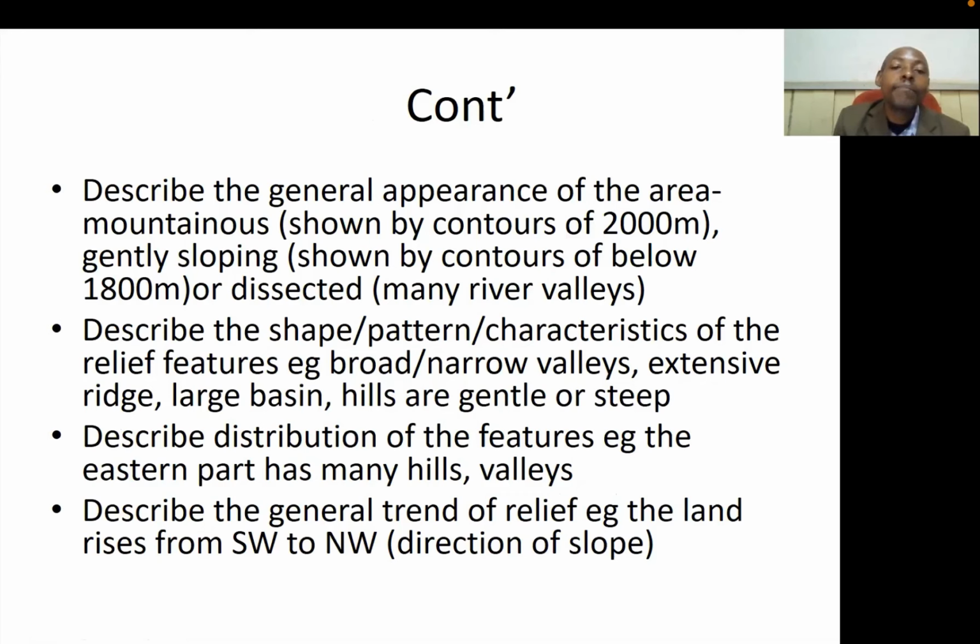Describe the shape or the pattern and characteristics of relief features. For instance, broad or narrow valleys, extensive ridges, large basins, hills are gentle or hills are steep. Describe the distribution of the features. For instance, the eastern part has many hills. The western part has many valleys.